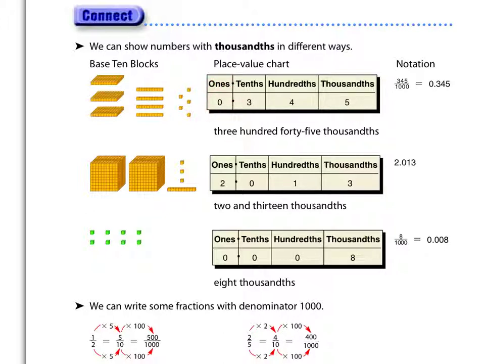We don't have anything in the ones place, so we don't need to say zero. And as a fraction, it would be 345 out of 1,000. And of course, as a decimal, it would be 0.345, or 345 thousandths.